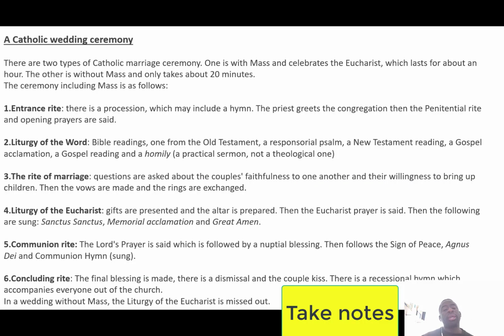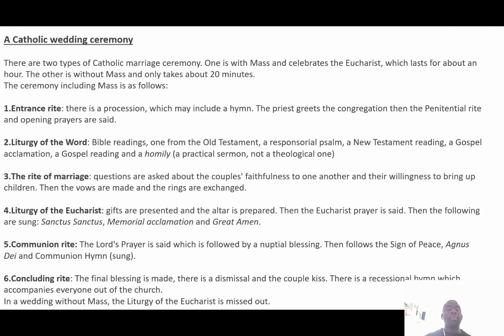All right, so we're just going to look at a Catholic wedding ceremony. And there are two types of wedding ceremonies that occur in a Catholic marriage. One is where there is a Mass and the Eucharist is celebrated, and that lasts for roughly an hour. And then the other is where there is no Mass, and that normally takes about 20 minutes. So I just want you to spend 6 minutes, have a look at how the ceremony is performed, have a look at the things that occur, and again, just think about why they probably occur the way they occur. Pause the video now.